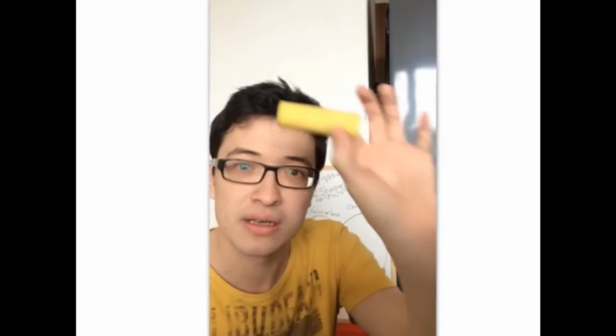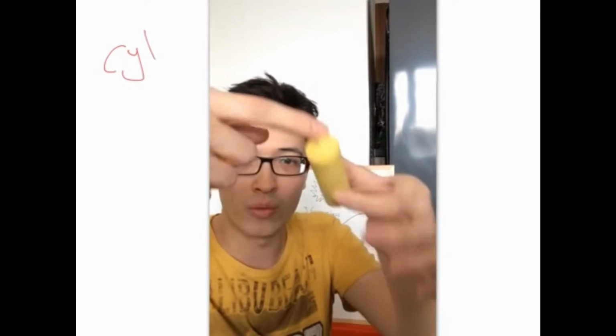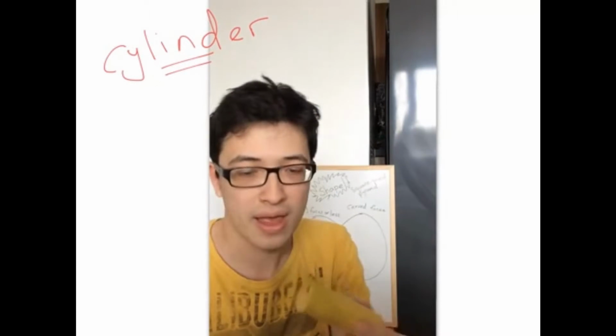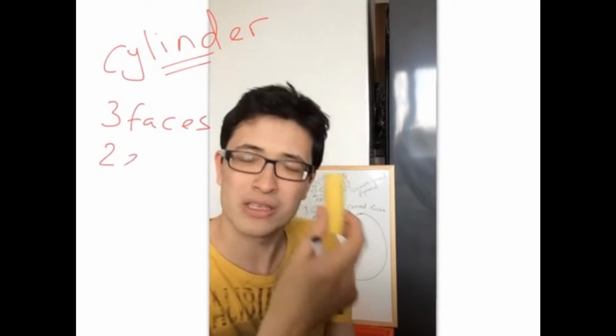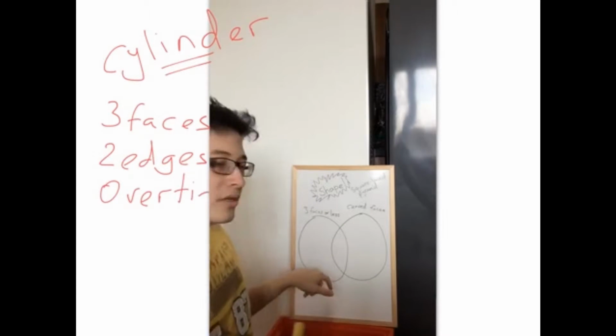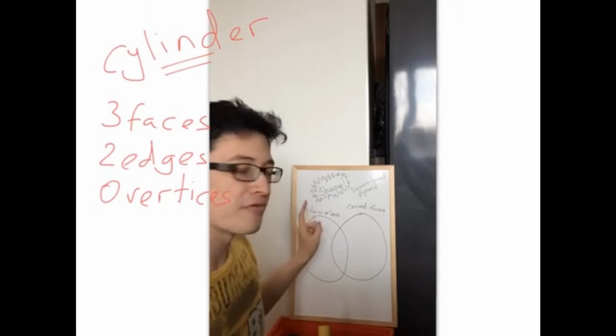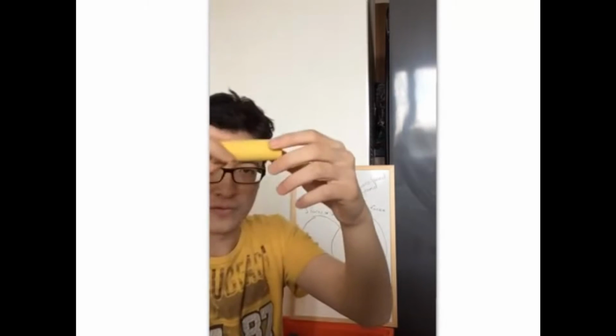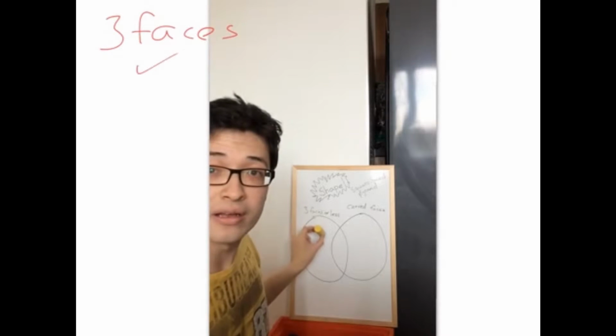Right, let's have a go with a different shape. Any idea what shape we call this? Well, this is a cylinder and it's got 1, 2, 3 faces. It's got 1, 2 edges, but it's got no vertices. Okay, so let's see where it fits in our Venn diagram, shall we? First of all, does it have 3 faces or less? Well, 1, 2, 3. Yeah. So this cylinder could actually fit here.